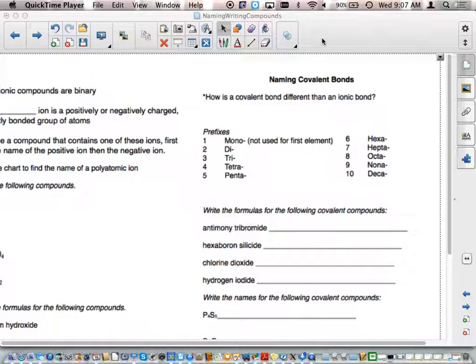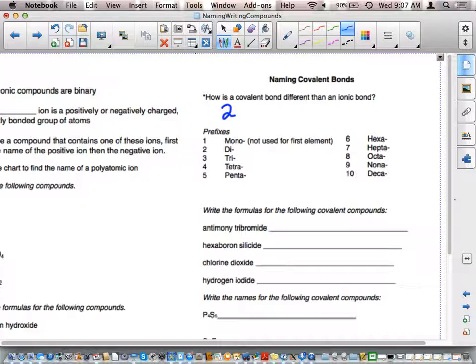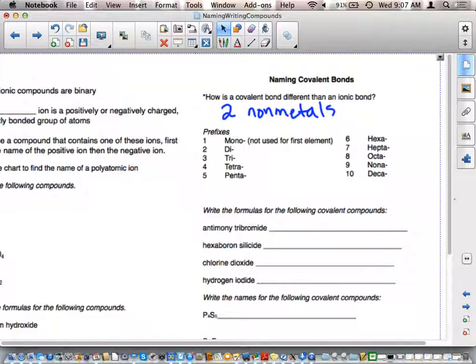Naming covalent bonds. The question up here at the top: how is a covalent bond different than an ionic bond? Addison? A covalent bond has two nonmetals. So, two nonmetals. And with the ionic bond, it was a metal with a nonmetal. So with a covalent bond, we're going to see elements that are strictly on the right-hand side of the periodic table. All of these elements that you have colored as a nonmetal, we're going to bring them together in a bond.